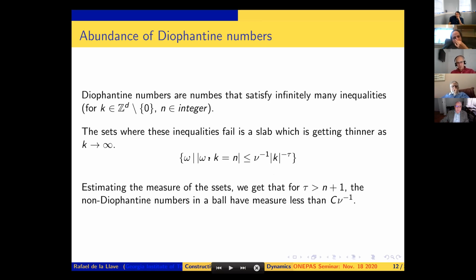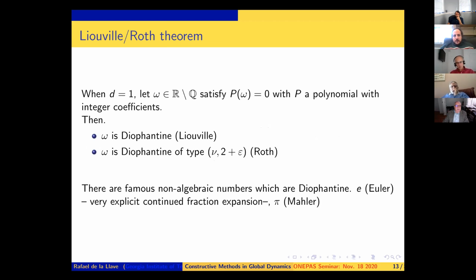I apologize. But geometrically, you realize that this set over here is a slab, and this slab has a width which is going to 0. And if the width of the slabs goes to 0, when you look at them in a ball, then they have very small measure. And therefore, you find that these Diophantine numbers are almost everywhere. That's the argument, etc. And when d is equal to 1, this is a very interesting theorem that I wanted to mention.